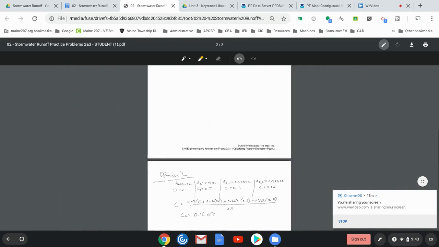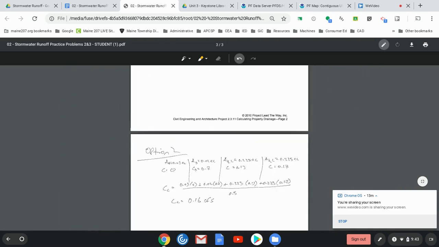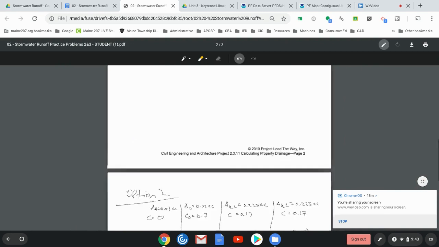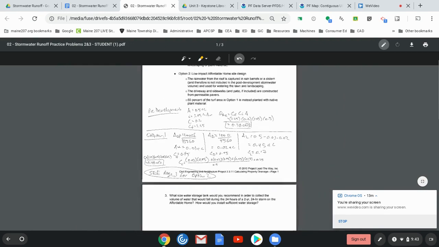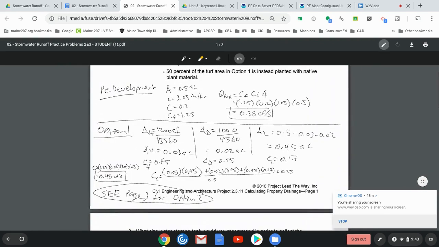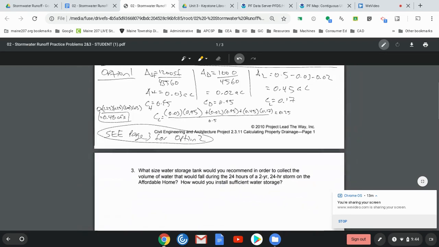So we have actually reduced our runoff using option 2. Before, our runoff was 0.38, and we have less runoff after development. So that's a good thing. We don't need to do anything else. We don't need a drainage or a detention system or anything like that. We have less runoff, so we are all good.